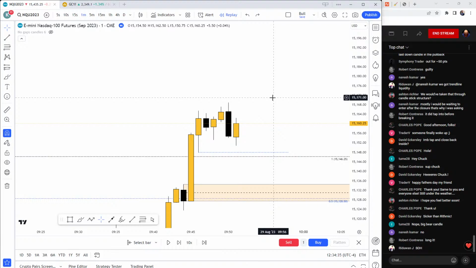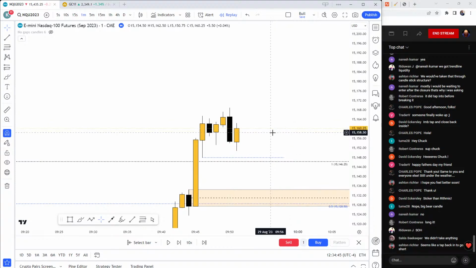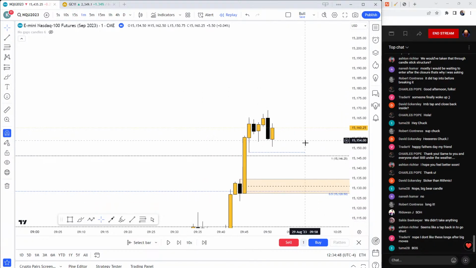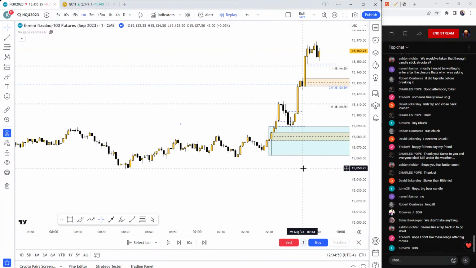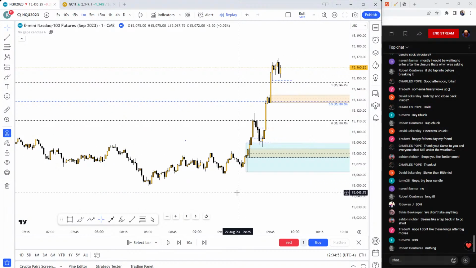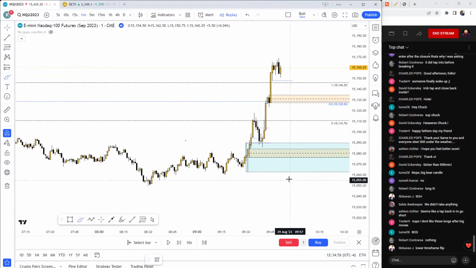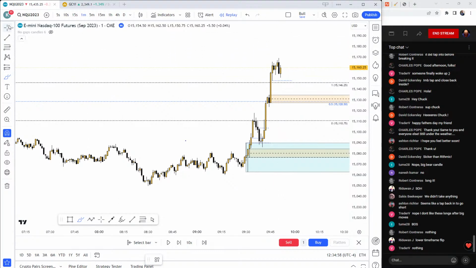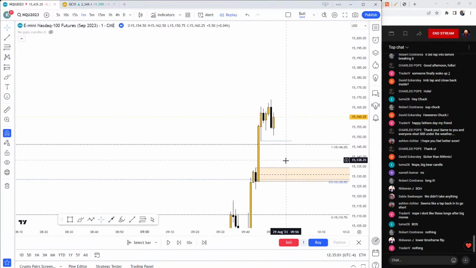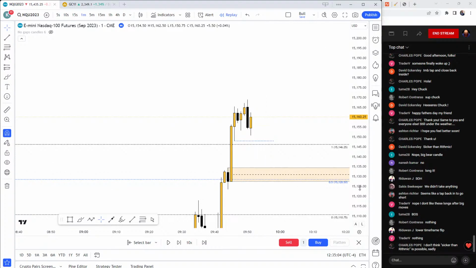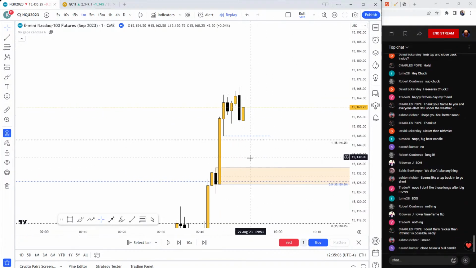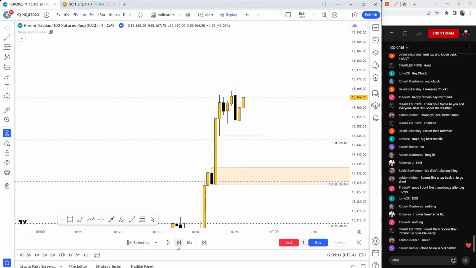What did that big bear candle achieve? Tap back in to go short. My goodness. We are up 100 points. Whoop.